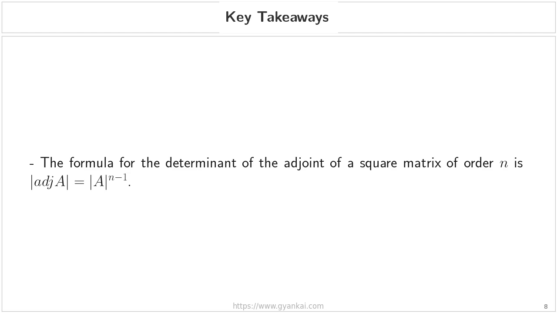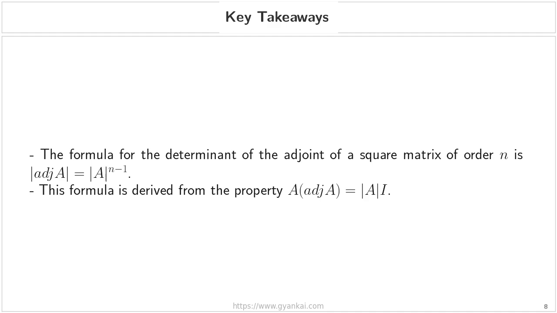Key takeaways. First and foremost, remember the main formula we've worked toward. The determinant of the adjoint of a square matrix of order n is equal to the determinant of matrix A raised to the power of n minus 1.